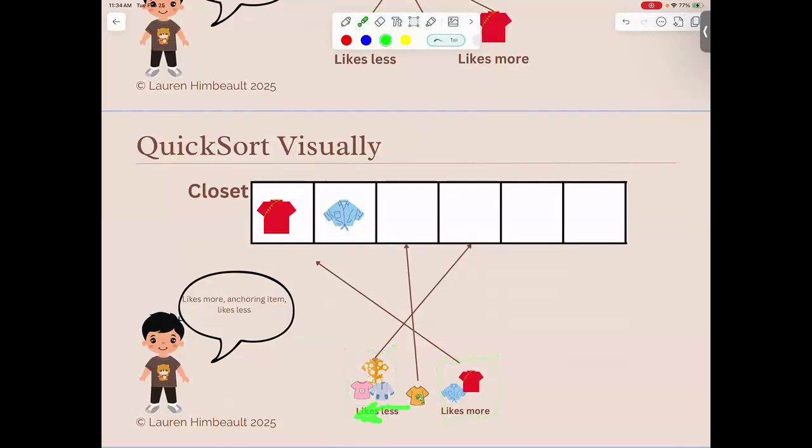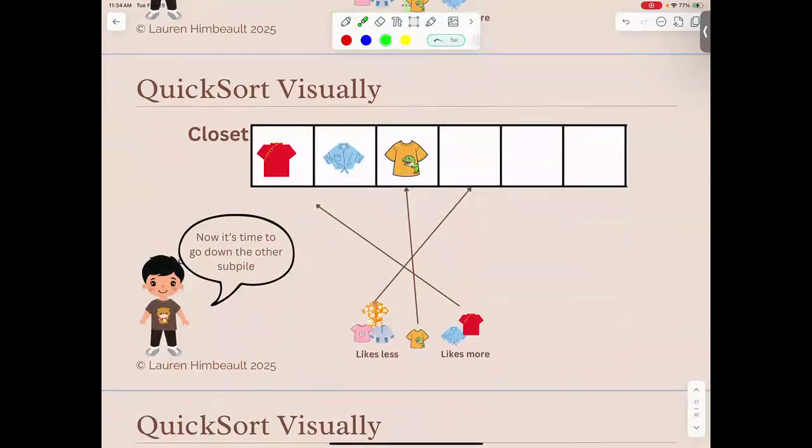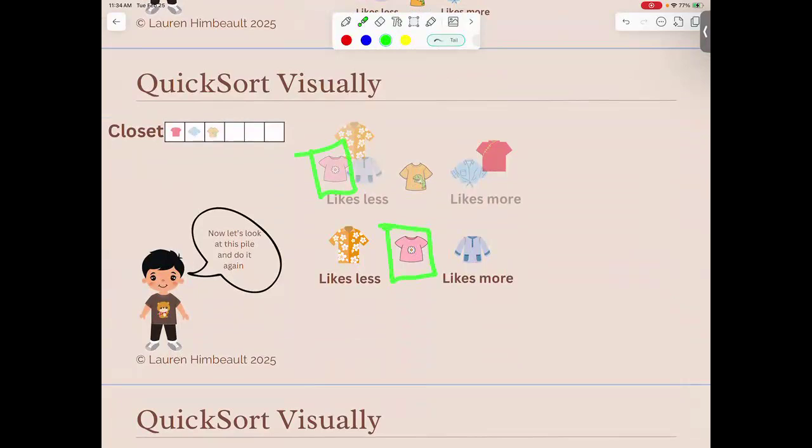But we know that everything on this side of our dino shirt, we like less. So that means we know our dino shirt is going to go right here. And then we're going to process our likes less pile. So we come down here. We've put the dino shirt right up there, and now it's time for us to process likes less. So we go into our likes less pile, we grab the first shirt we can reach, and it becomes our anchor shirt.